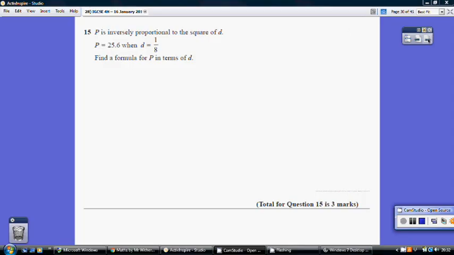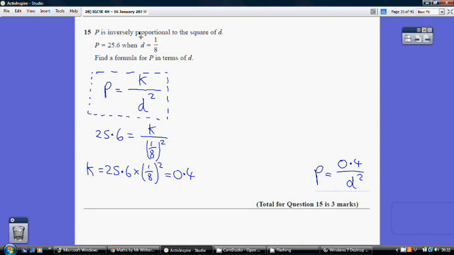Question 15. So P is inversely proportional to the square of D. Now because it's inversely proportional, it's going to be K divided by something. Had it been P is directly proportional to, or P is proportional to, it would have been P equals K times something. So this is the division one, so it's K divided by the square of D. So this is our provisional formula, where we now need to go on and work out the constant K.